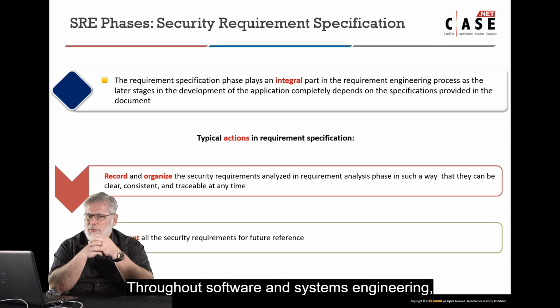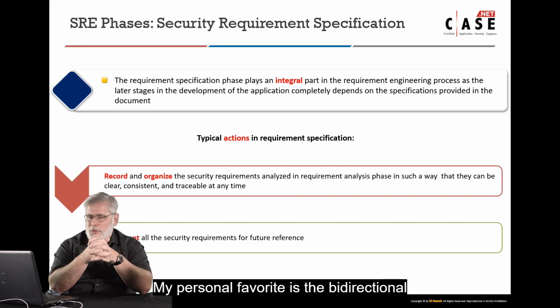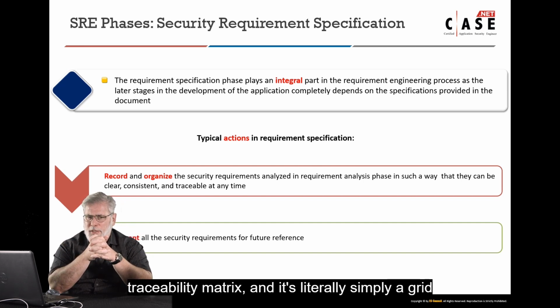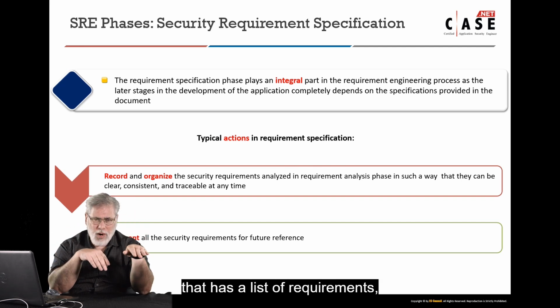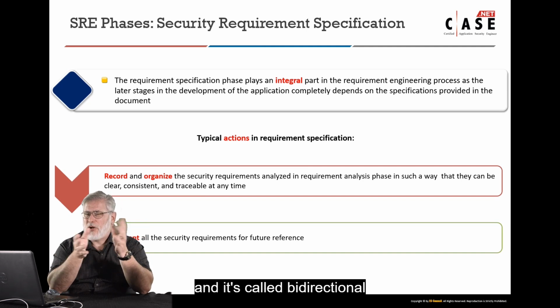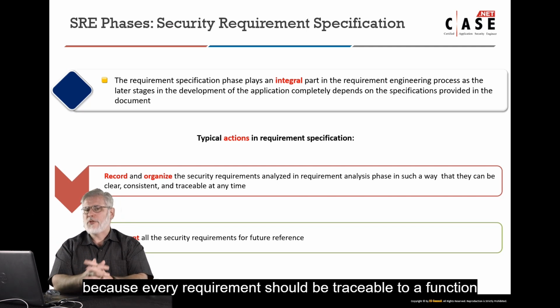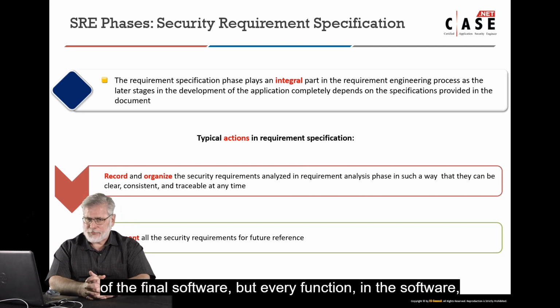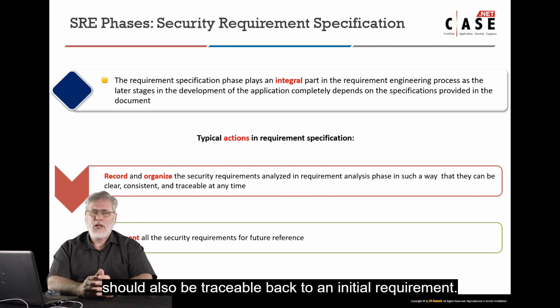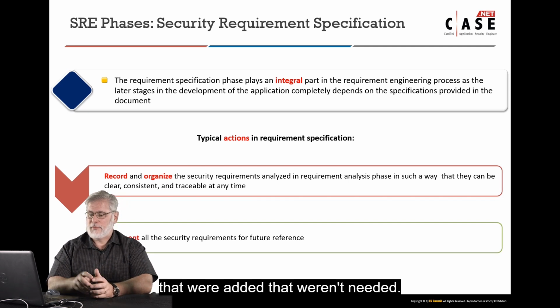Throughout software and systems engineering, there are a number of tools that are used in traceability. My personal favorite is the bidirectional traceability matrix, and it's literally simply a grid that has a list of requirements and then shows where in the final product they were implemented. And it's called bidirectional because every requirement should be traceable to a function of the final software, but every function in the software should also be traceable back to an initial requirement. You don't have extra things that were added that weren't needed.